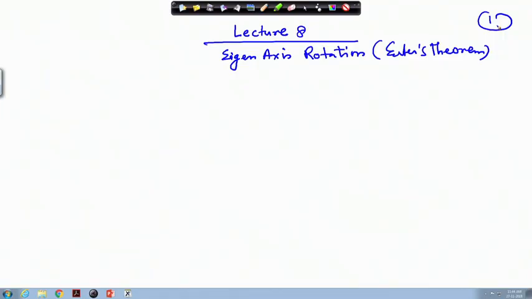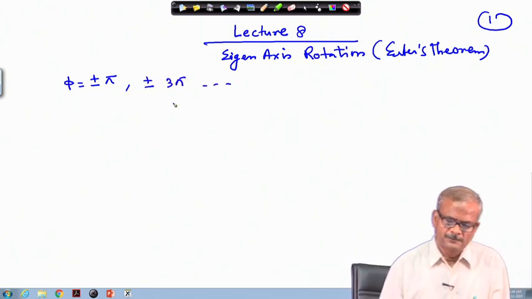8th lecture. We will continue with the last, 7th lecture, where we have been discussing Euler's theorem. We were working out how to get A tilde and phi from the C matrix, which is the rotation matrix. Continuing with that, we need to discuss what happens when phi equals plus or minus pi, plus or minus 3 pi, and so on.